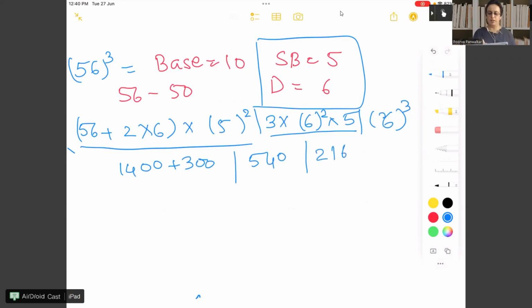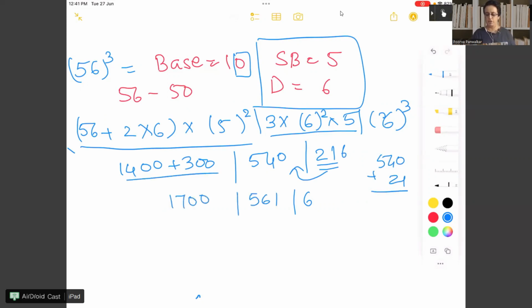Now again, please note that my base has only a single digit. So the 21 is going to be added here. So 540, my third term, now I will start solving from the right hand side. My third term is 6. Now 540 plus 21 gives me 561. Again, I am writing the 1700, which is the solution of this.